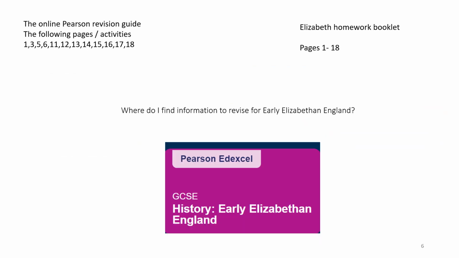If you are still looking to revise content, there are 2 sources that you can get your content from. So on the left, it's the Pearson Revision Guide, which is the online revision guide, and you have the link on Arbor if you're not sure or you've lost it. And the pages that you are going to need from that online revision guide are shown in front of you. If not, you can use the Elizabeth homework booklet, pages 1 to 18, and that will give you all of the content that is coming up in your PPE tomorrow.